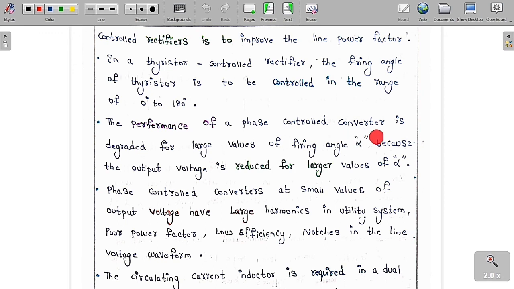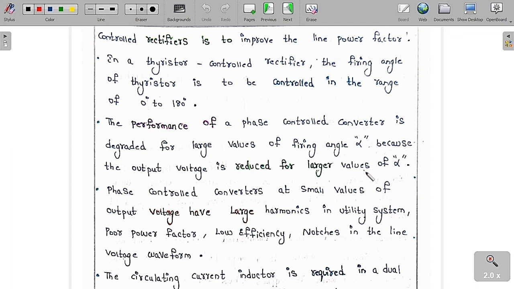The performance of a phase control converter is limited for larger values of firing angle alpha, because the output voltage is reduced for larger values of alpha. See, whenever the alpha increases, what is going to happen? The average value of the output voltage will decrease and the performance will decrease. That is the reason never operate at huge values of alpha.